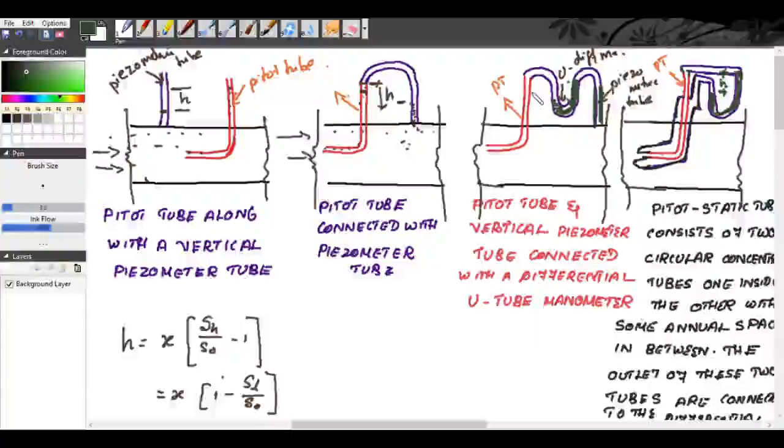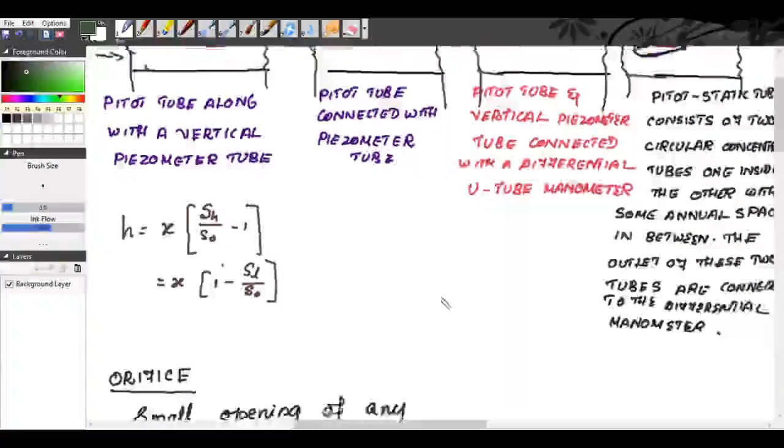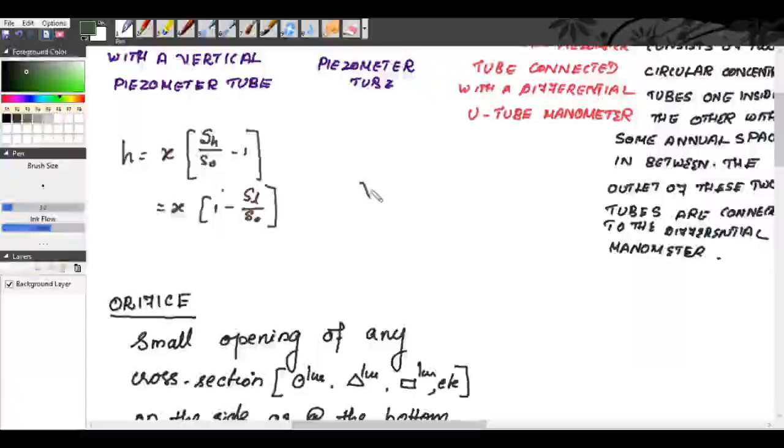Okay, now we will move on to our next topic. Already we have studied the Venturi meter and Orifice meter, and now we have studied the Pitot tube. The formula used for finding the velocity with the Pitot tube is Cv into root of 2gh.